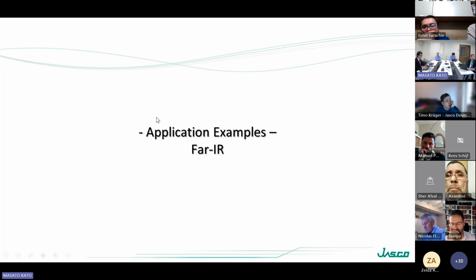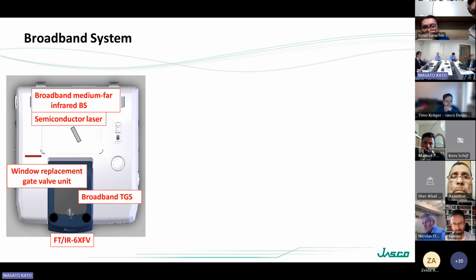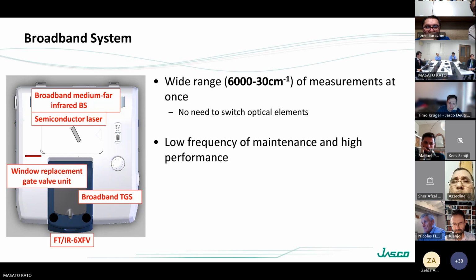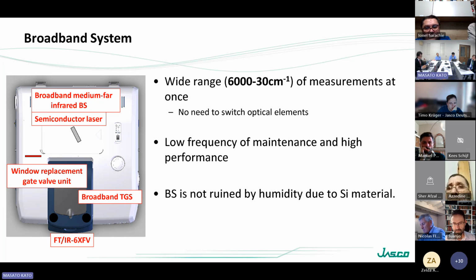So before looking at the next FIR application example, we introduce the broadband system. A broadband system can measure wide wave number ranges without switching optical elements. The use of a semiconductor laser makes the system highly competitive with low maintenance requirements. The beam splitter is made of silicon material, so expensive optical elements will not be damaged even if the customer puts the atmosphere inside the interferometer by mistake. Both windowed and windowless measurements are possible, allowing measurements in the mid-IR region without a vacuum.